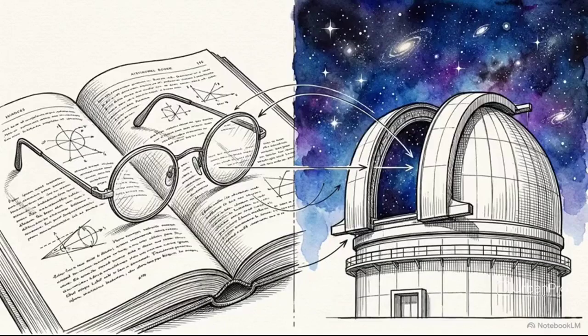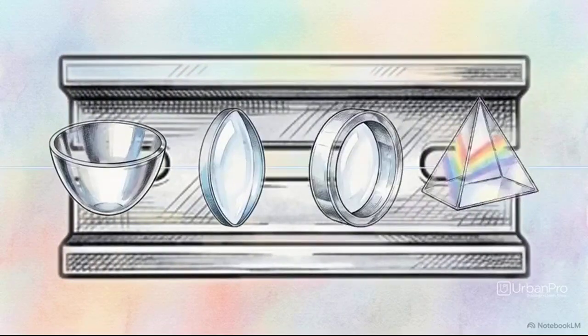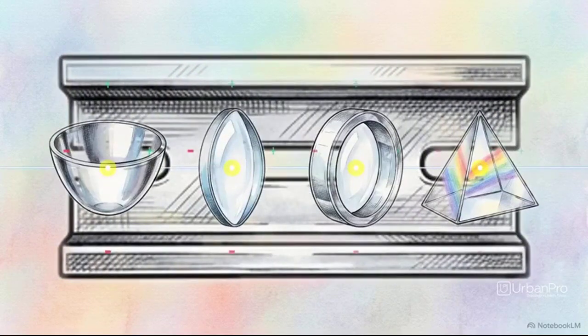From the simplest pair of reading glasses to the largest astronomical observatories, every optical instrument in existence is built by stacking the exact same geometric rules of boundaries, signs, and paraxial rays.